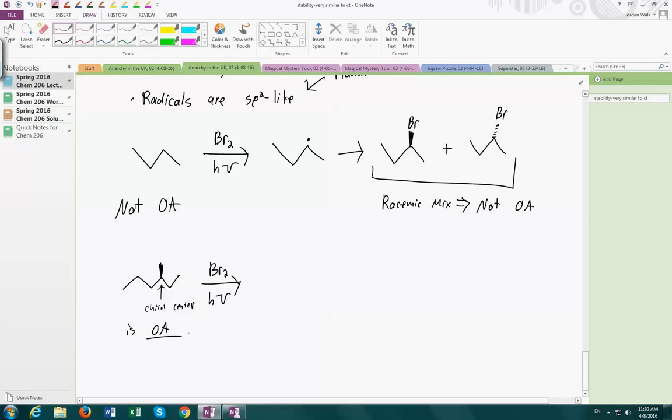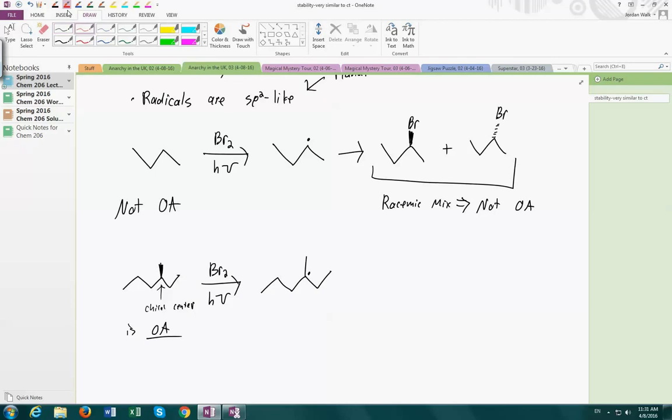And so let's think about what's going to happen. So what's going to be the most stable position? Is it going to be one of the primaries, or the secondary, or the tertiary? It's definitely going to be the tertiary, right? Because the tertiary is most reactive. And so what's going to happen is we're going to go through an intermediate that looks like this. And so it's sp2-like, which means we're going to flatten it out into a very planar sort of shape.